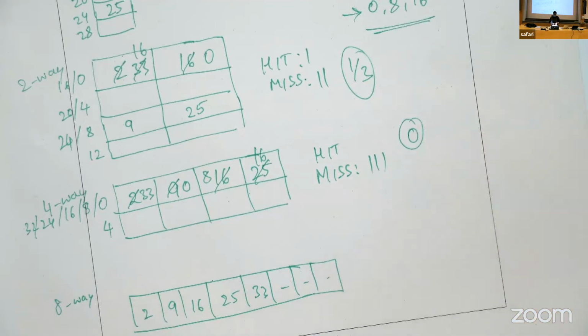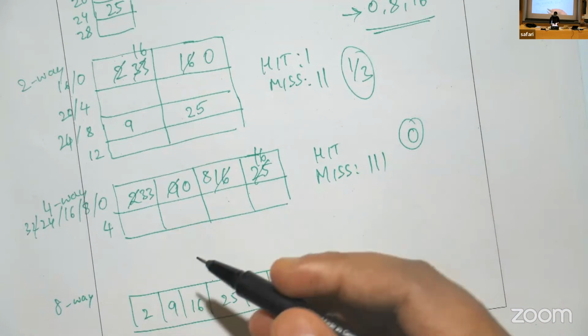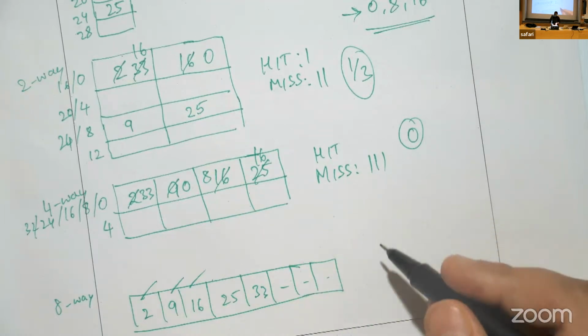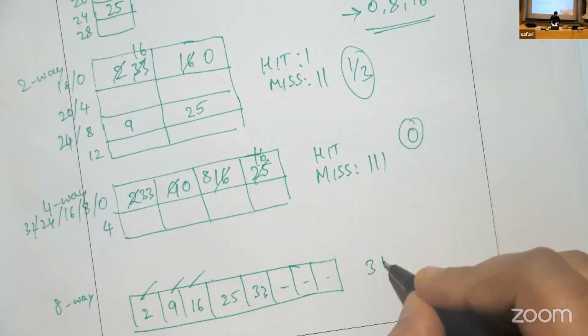So here you will have 0, and with 0, 8, and 16, you can get 3 hits because you already have the cache blocks with these addresses. So you get 3 hits.